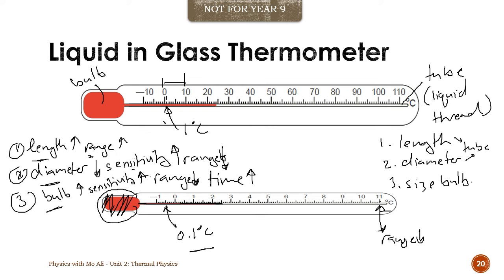Okay, great. That was the thermometer. Oh, and the final point, just so we don't forget, there are two liquids that we could use here. We could either use mercury or we could use alcohol. We often use mercury, however.